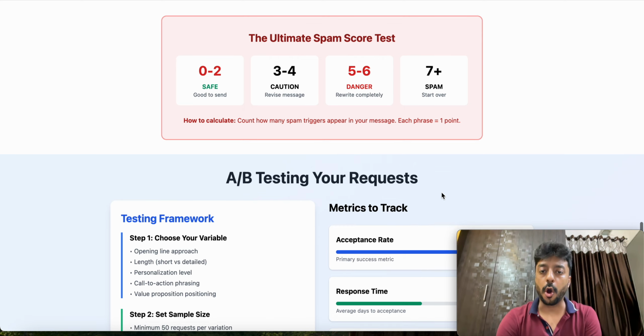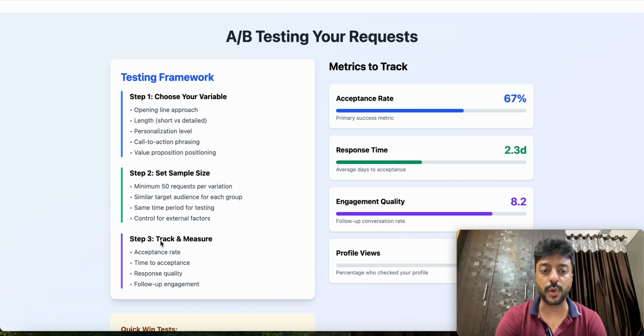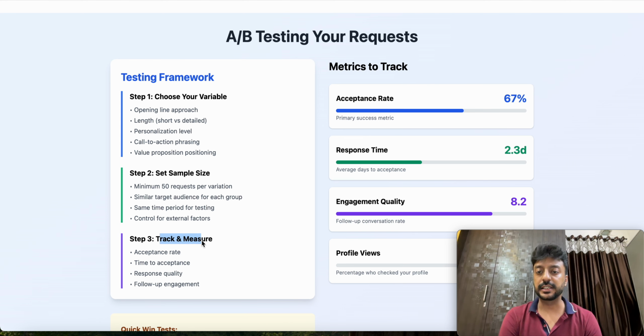And once you follow all these parts, you can do A/B testing. So choose your variables, set sample size, track and measure. You should have a decent amount of data to do the A/B testing. So you should have your messages ready, you should have your data ready, and then just test it out.